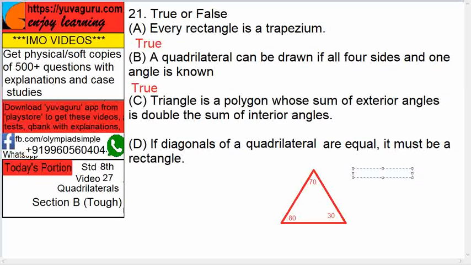angles. Firstly, a triangle is a polygon. That's true, because polygon means any closed figure which has line segments and which has more than two sides, right?